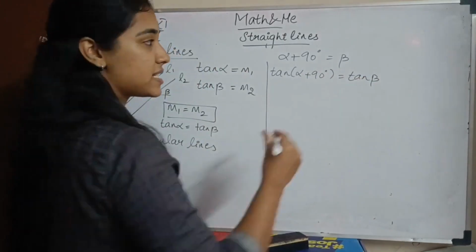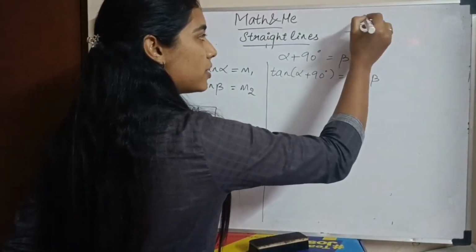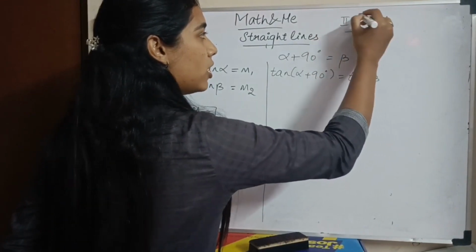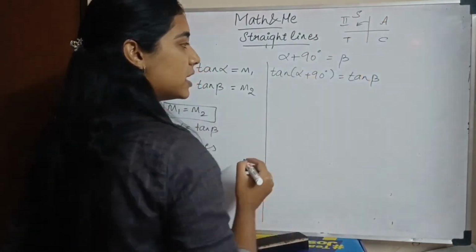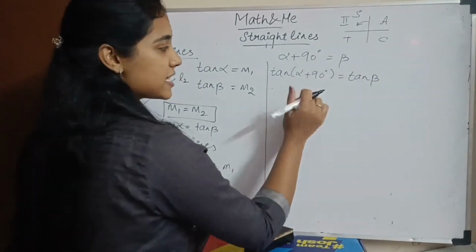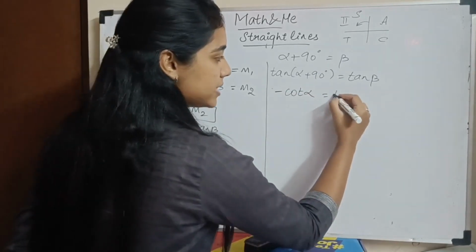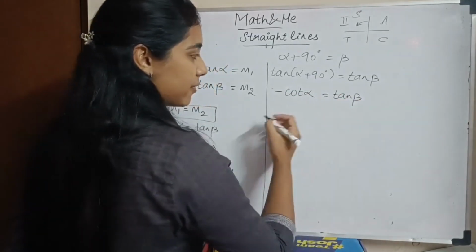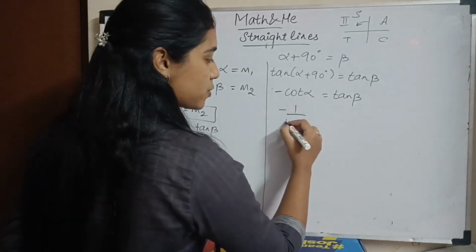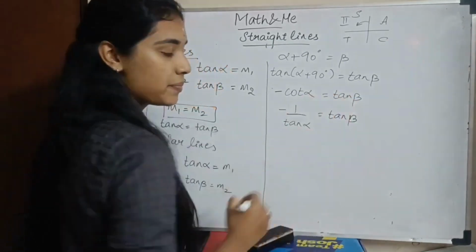Tan of alpha plus 90 is nothing but, when you have this 90 plus alpha over here, it is in the second quadrant. All silver tea cups, which means the tan of alpha plus 90 will be negative. Also since it's 90, it will be minus cot alpha equals tan beta. What is cot alpha? Minus 1 by tan alpha equals tan beta.